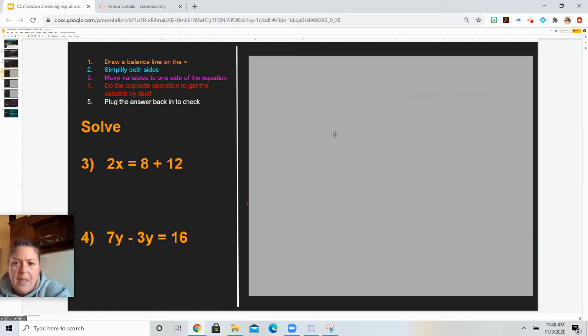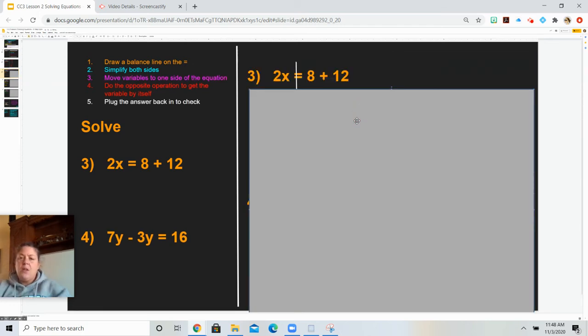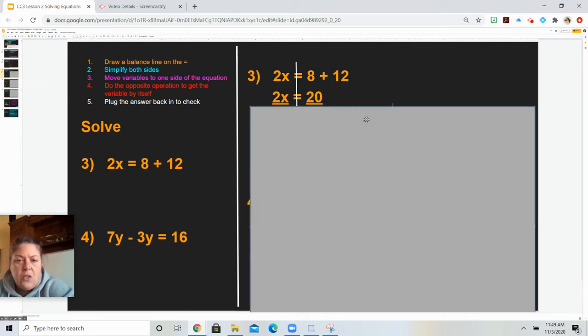So looking at examples 3 and 4, I've got 2x equals 8 plus 12 as our next example. Again, I drew my balance line. Oh, I notice in this one that it's not completely simplified. I can actually do the 8 plus 12 first, so I'm going to do that. That gives me the answer of 2x equals 20. Now, just like in examples 1 and 2, the last thing I have to do is divide by 2, because I need to get that variable to be plain.